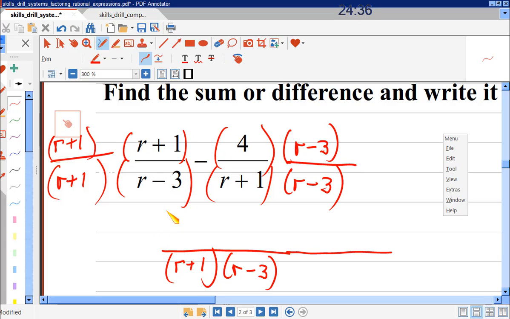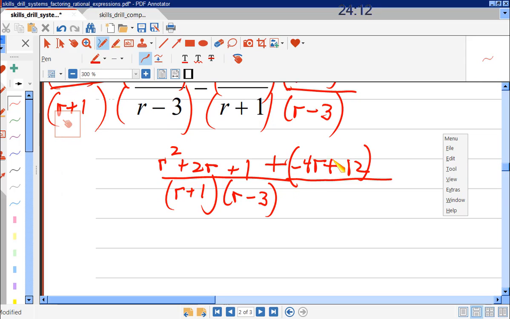So I'm going to have to FOIL the first expression. I'm going to get r squared plus 2r plus 1. And then I'm going to subtract. And here's where, if you're doing subtraction, you have to be careful, because after you distribute the 4, now when you're subtracting it, you're really adding a negative. So that 12, or subtracting a negative value for the 12, because the minus sign applies to both of them. So the last thing you're going to do is combine like terms. So I would get r squared minus 2r plus 12 all over r plus 1, r minus 3.